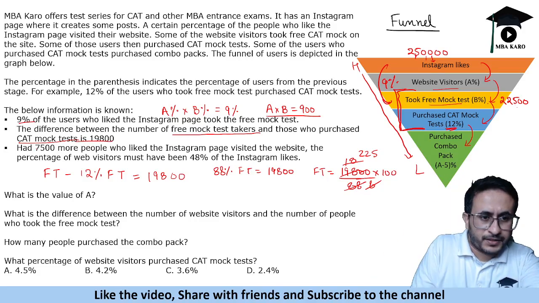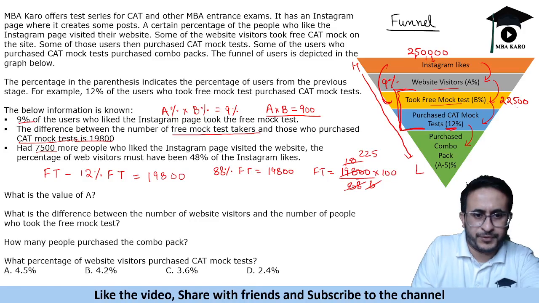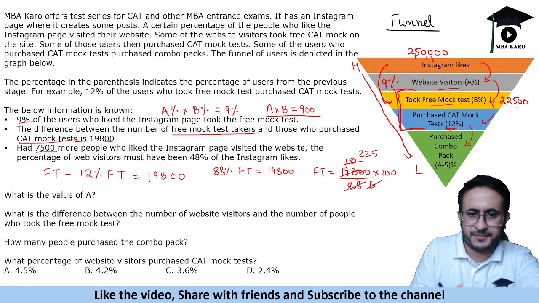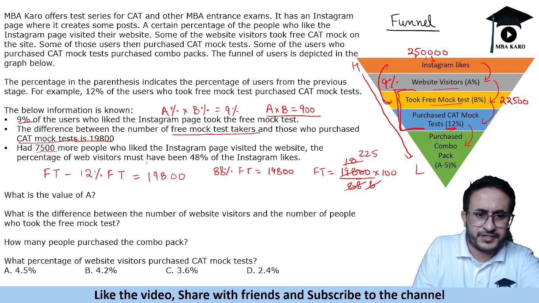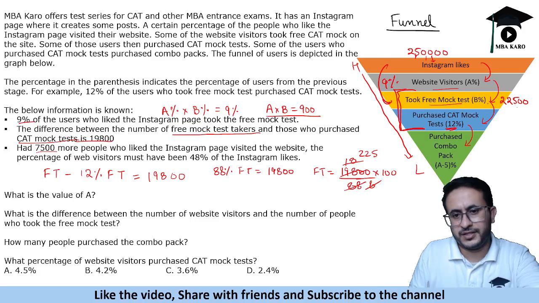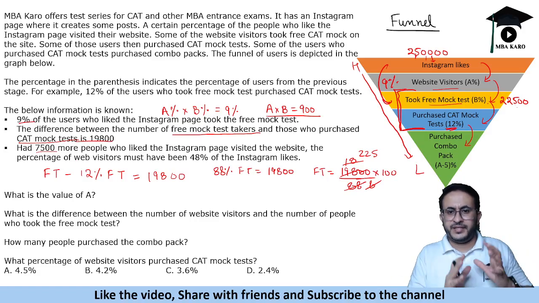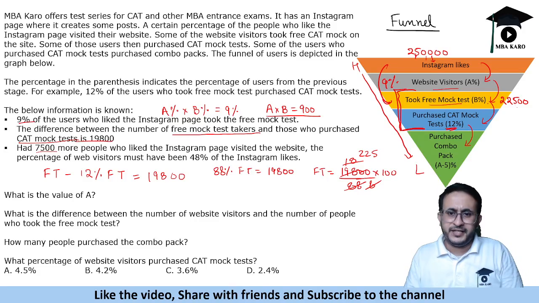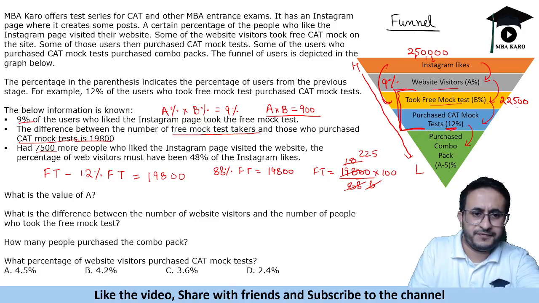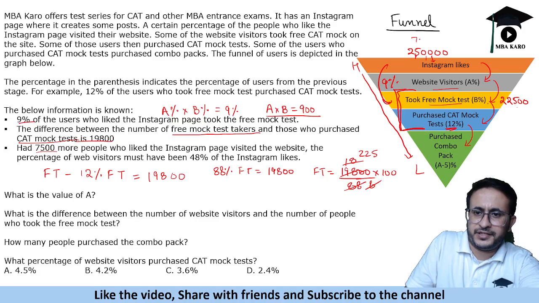Now, had 7,500 more people who liked the Instagram page visited the website, the percentage of website visitors must have been 48% of the Instagram likes. Now there are some people who visited the website. If this number was 7,500 more, now 7,500 is how much percent of this? 3%. So if the number was 3% more, so there are n visitors to the website. If it was 3 more, n plus 3% is 48%.